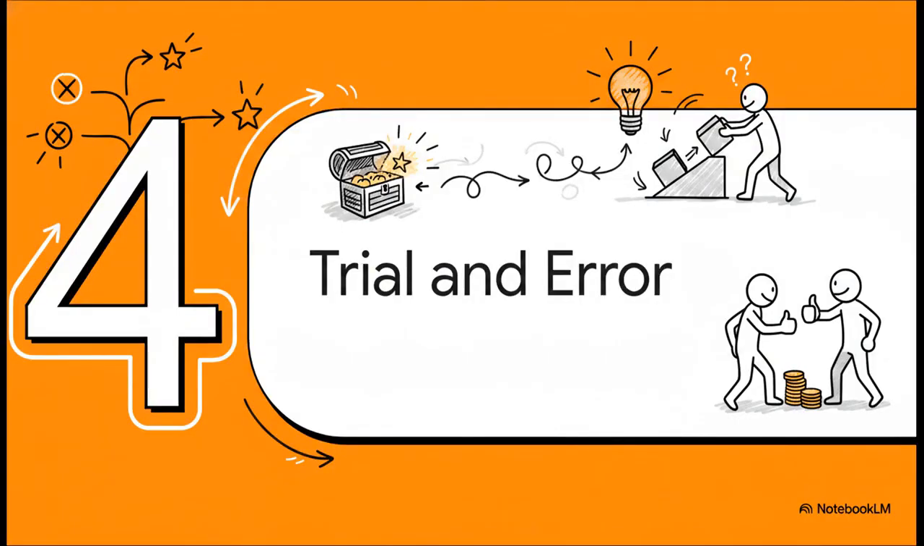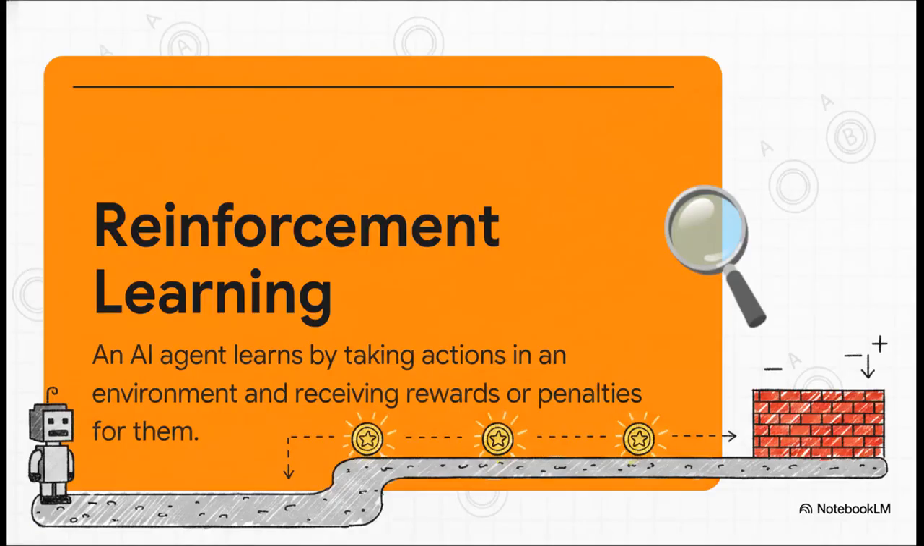All right, we have one final and very different way of learning to cover. This one isn't about looking at data patterns. Nope. This one is all about action, consequences, and rewards. Welcome to the world of reinforcement learning. Just imagine an AI agent playing a video game for the very first time. It has no idea what to do. It doesn't have a manual. Instead, it just starts doing stuff.